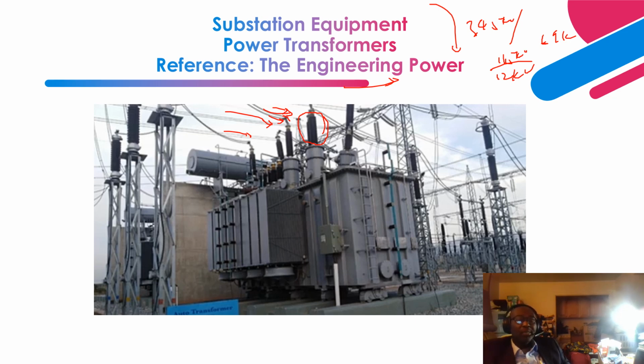Okay, so this is the bushing, right? It comes in here, then the conductor goes in here, then it goes to the high voltage winding, which is the outer winding layer. Then inside this transformer is the low voltage. Then inside that is the core, right?